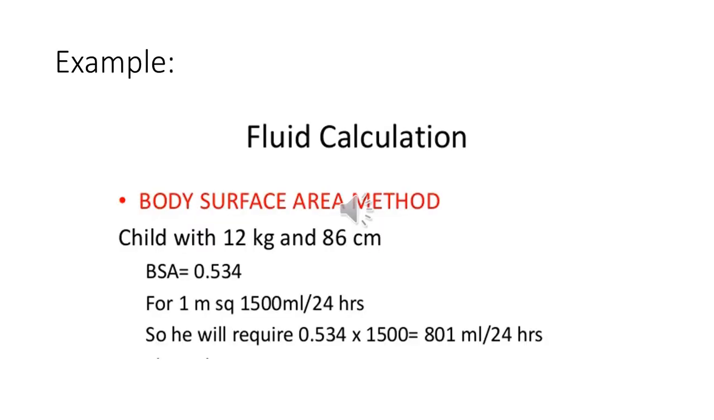Now we have this example for fluid calculation according to body surface area. We have a child with 12 kg weight and 86 cm height. The body surface area for this child was 0.534, and for 1 meter squared this drug should be given as 1500 ml per 24 hours. So according to these findings, he will require 0.534 times 1500, which equals 801 ml per 24 hours. And thank you for your listening.